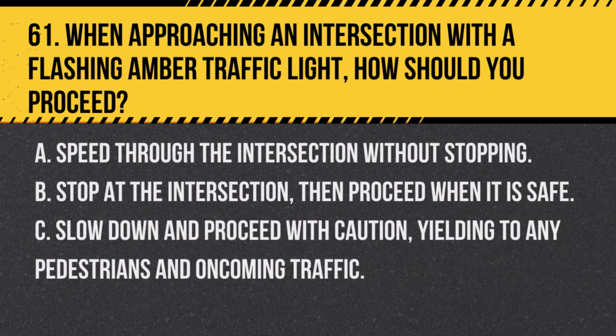Question 61. When approaching an intersection with a flashing amber traffic light, how should you proceed? A. Speed through the intersection without stopping. B. Stop at the intersection, then proceed when it is safe. C. Slow down and proceed with caution, yielding to any pedestrians and oncoming traffic. Answer. C. Slow down and proceed with caution, yielding to any pedestrians and oncoming traffic. A flashing amber light advises drivers to be cautious.